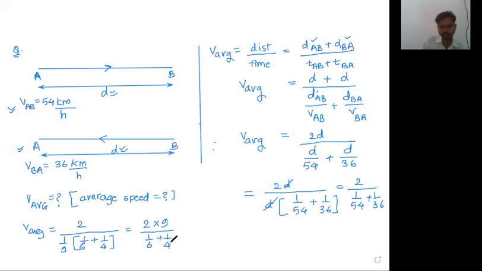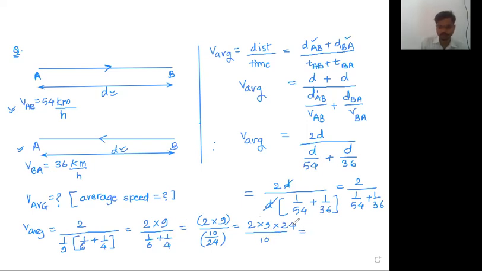Now you can just do the cross multiplication. 4 plus 6 in the numerator, and in the denominator you will have 6 into 4, 24. So this will be 2 into 9 divided by 10 upon 24. That becomes 2 into 9 into 24 divided by 10. Dividing by 10 is not a big deal.